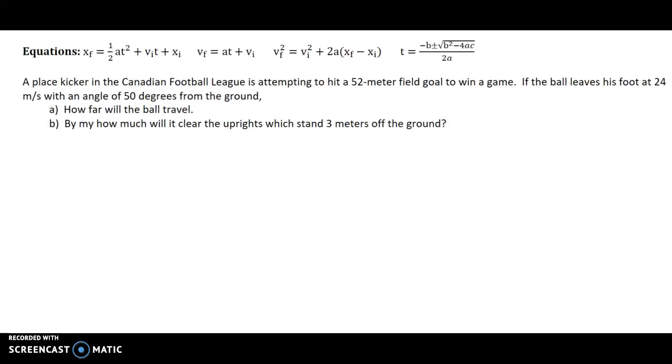Hey guys, I'd like to use this example problem to show you how to solve a typical projectile motion problem. In the question, it says a place kicker in the Canadian Football League is attempting to hit a 52-meter field goal to win a game.